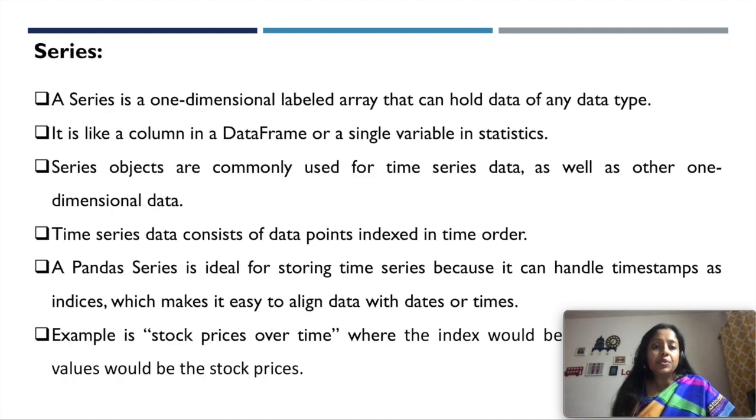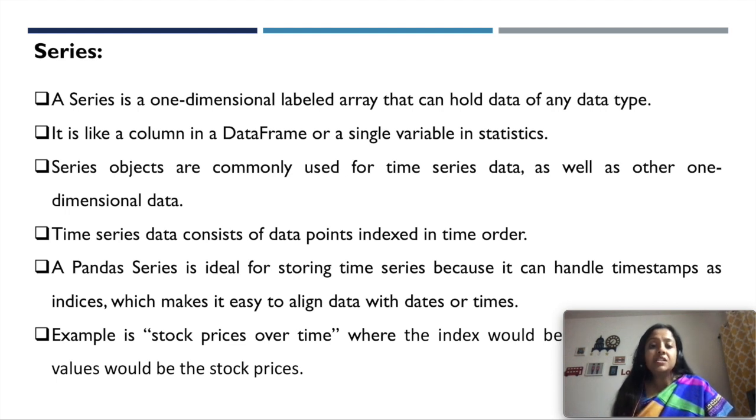Next, we come to the second data structure, that is series. Now, a series is a one-dimensional labeled array that can hold data of any type. It is like a column in a data frame or a single variable in statistics. Series objects are commonly used for time series data as well as other one-dimensional data. Time series data consists of data points indexed in time order.